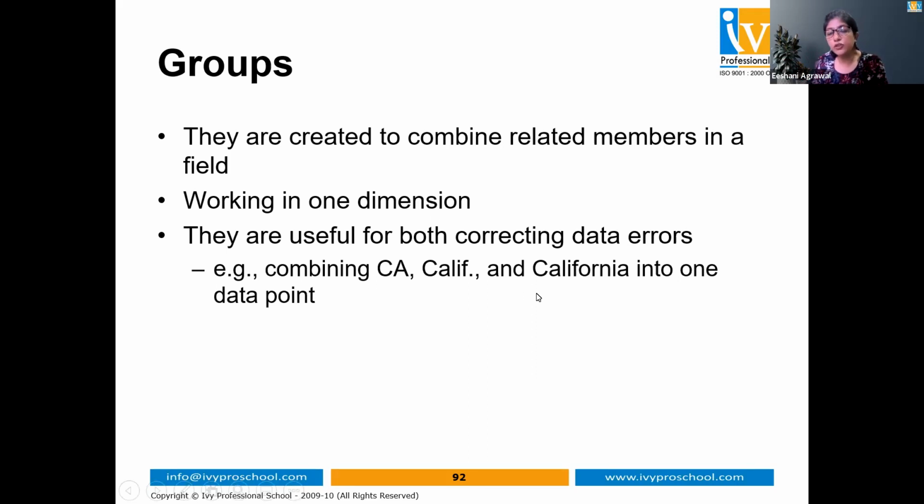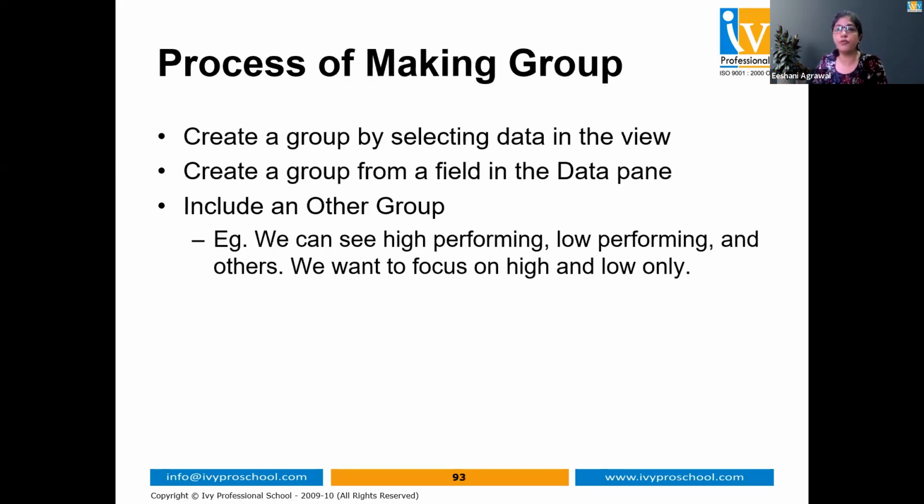It is also used for correcting data errors. For example, CA, Calif, and California all represent the state of California. But let's say I have taken multiple tables from multiple places, and everywhere the way they have mentioned California is different. I might group CA, Calif, and California together and call it California state, so that my analysis is not treating these three as three different items and treats it as one. So that's the main purpose of grouping.